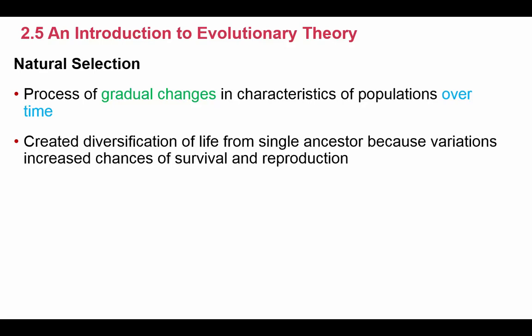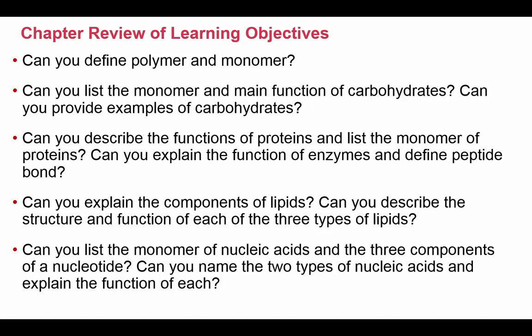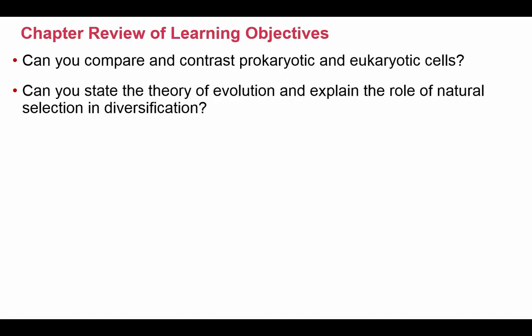So natural selection says that over time changes have occurred in populations that have made them better suited for their environment, better suited for survival, better suited for reproduction, and from there we now have all this diversity of living things. And so very quickly in Chapter 2, these last couple sections, these were the learning objectives we focused on.